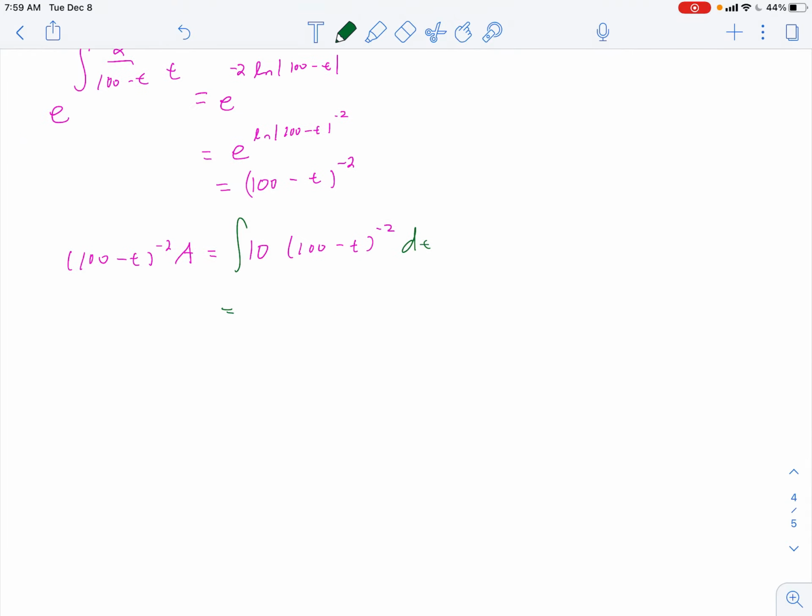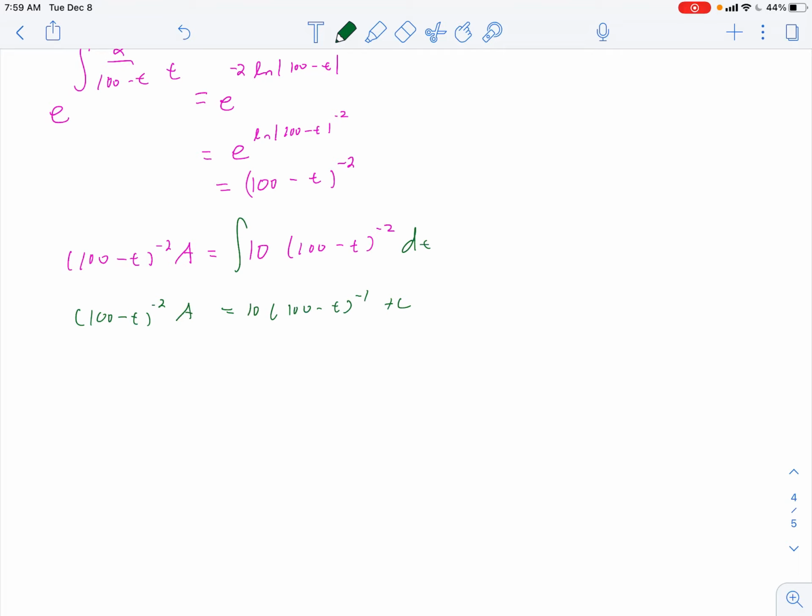When we do this, we're going to get 100 minus t raised to the negative 1 power. The derivative of the inside is going to be negative, so there's two negatives. So that 10 that's on the outside is just going to stay 10 plus c. And on the left-hand side, we still have 100 minus t to the negative 2 times a.